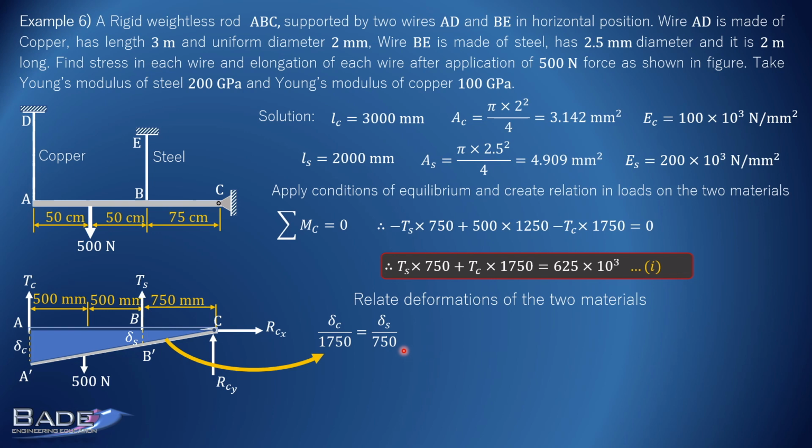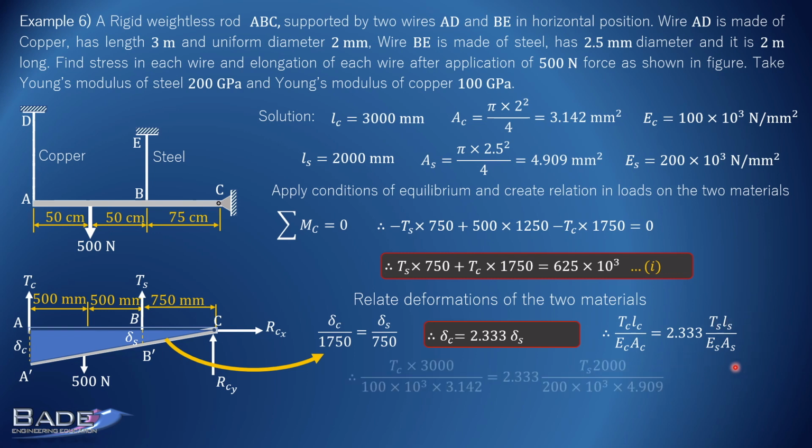Now since load is given here, simply we want to find stresses and elongations of the two wires, we'll write delta C and delta S in terms of loads only. Loads, that is nothing but tension in the two wires. So delta C is equal to 2.333 delta S, and we should write it in terms of load. So PL by EA, instead of P we have used letter T here. So TC LC upon EC AC is equal to 2.333 TS LS upon ES AS. Okay.